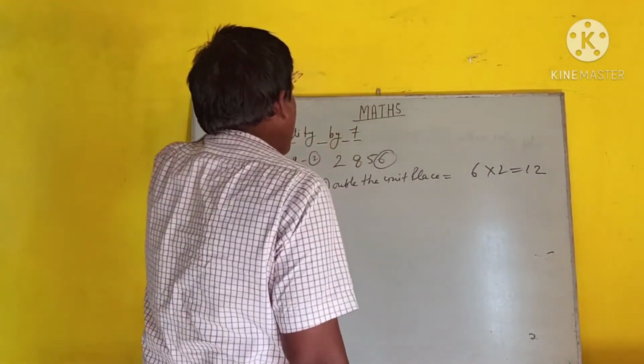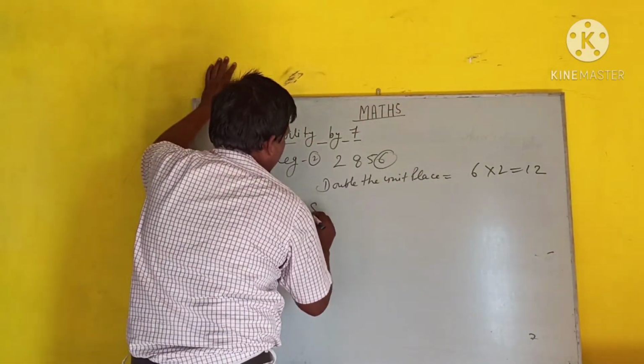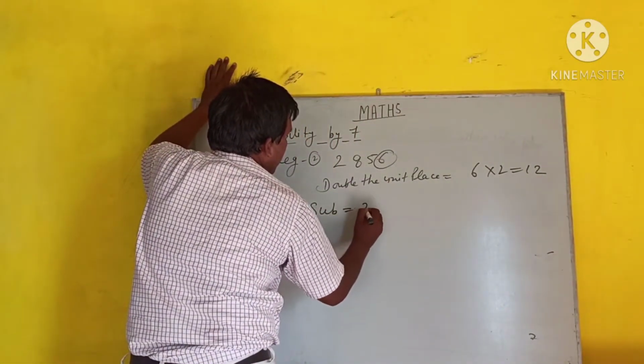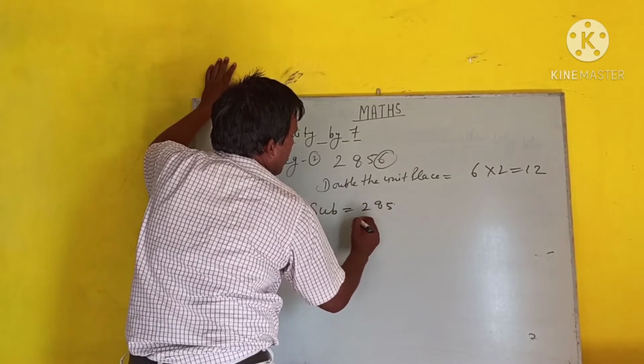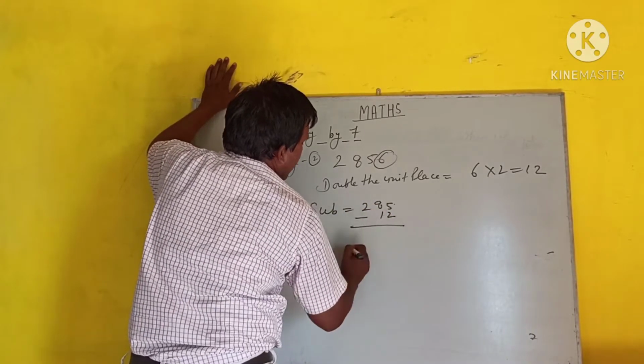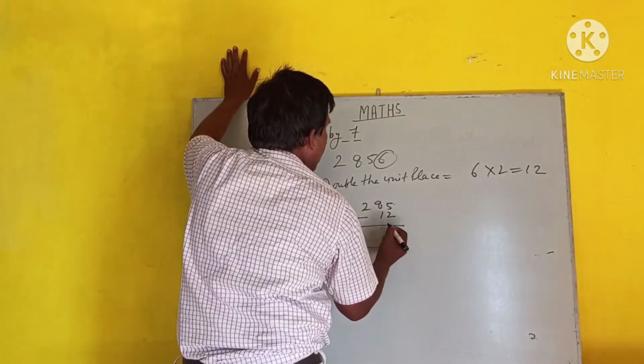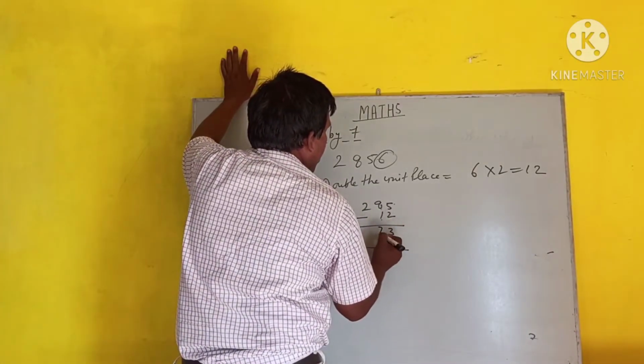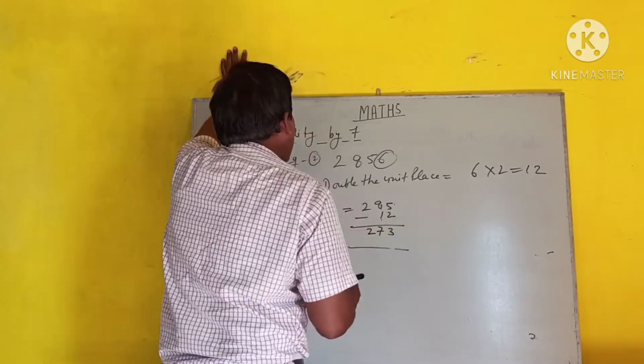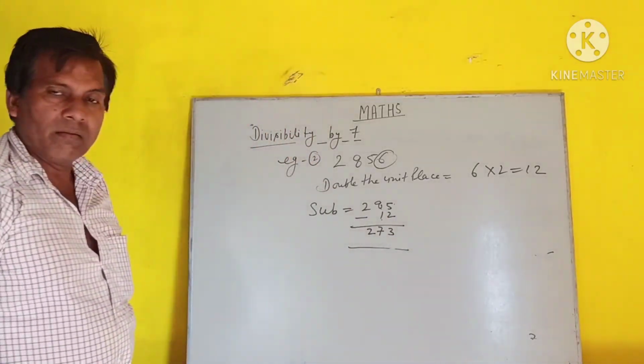Subtract it from remaining number. 285 minus 12. 5 में से 2 गया 3। यहाँ 8 में से 1 गया 7, 2। It become 273.